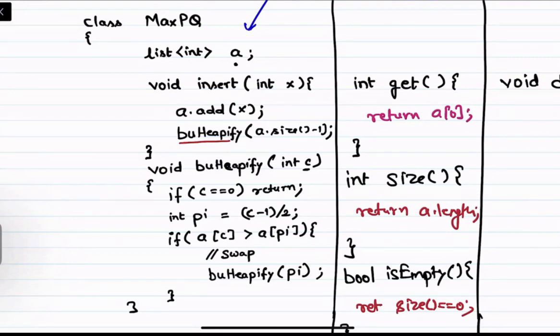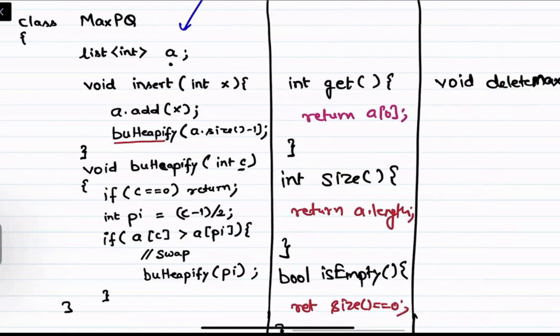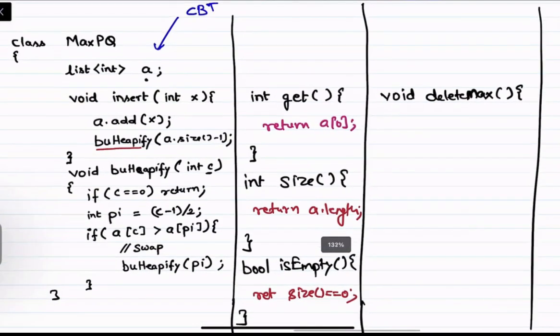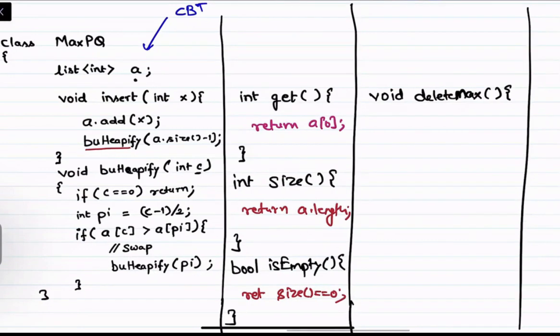Okay. Now, if insertion is clear, quickly complete deletion also. And for deletion also, when you write heapify, you write it as a separate function.